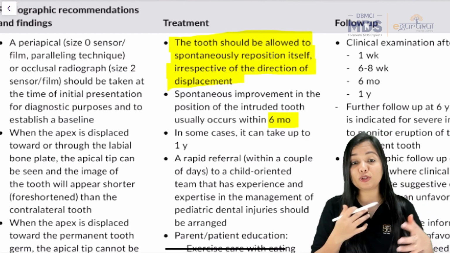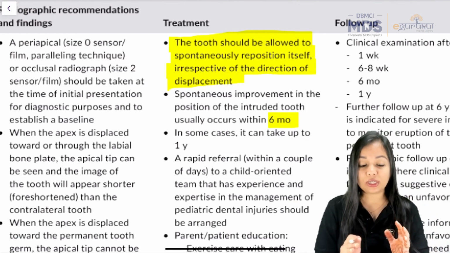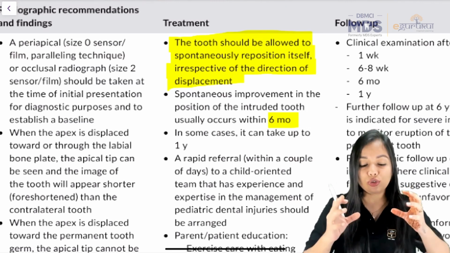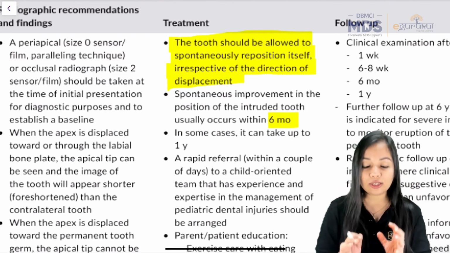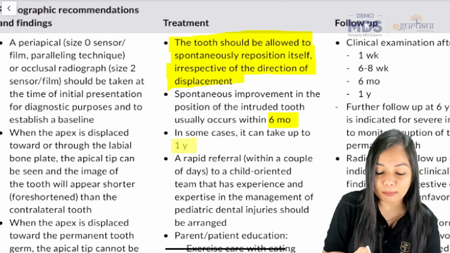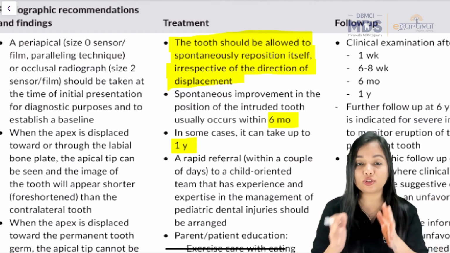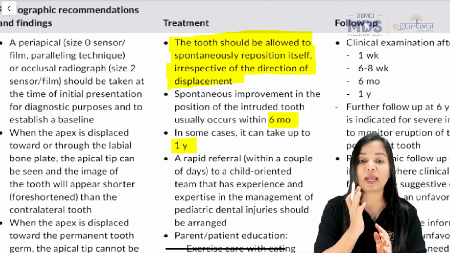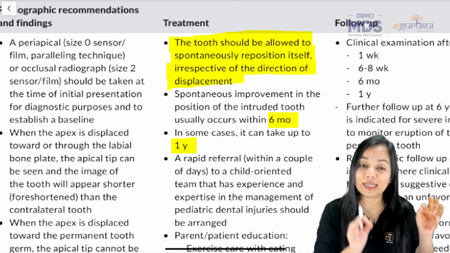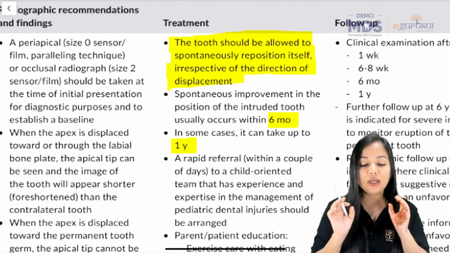So you can also get this as an MCQ or as a question. How much time does it take for an intruded tooth to come out into its proper position again? So it takes around 6 months. In some cases it can also take up to 1 year. Okay, so if you have an option that says 6 months to 1 year, now you know: if a tooth is intruded and you just wait and watch, for how much time to wait and watch? It will take around 6 months to 1 year to come back to its original position.